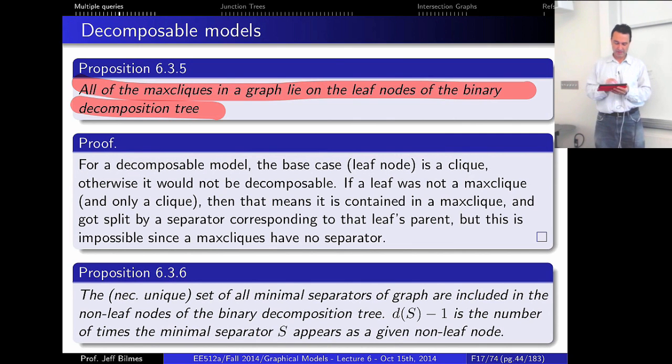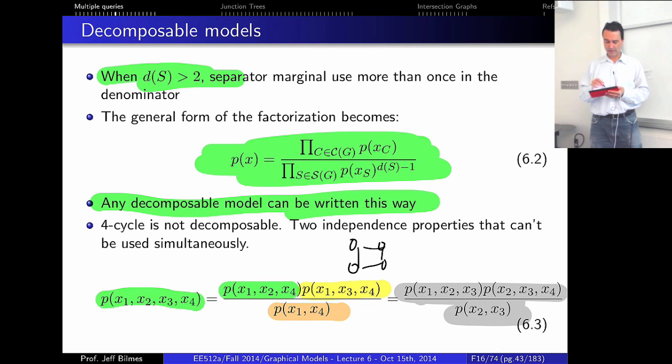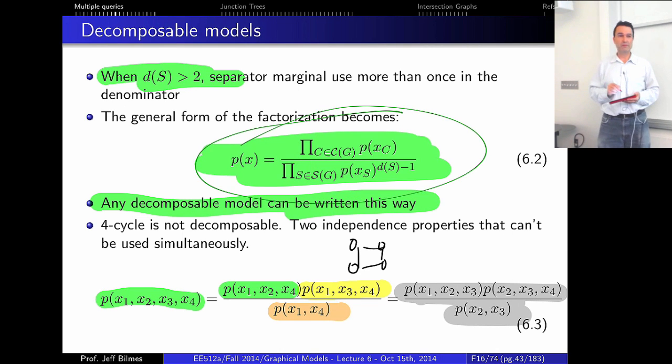So another proposition, which is, I think, an immediate consequence, is that the set of all minimal separators in a graph are included in the non-leaf nodes of the binary decomposition tree. And this is the number of times, the shattering coefficient minus one, that the minimal separator appears. So that essentially allows us to write it in this form.